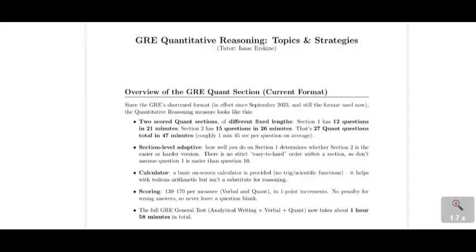Now, as at September 2023, there is a new format where you have two scored quant sections of different fixed length. The first section has 12 questions and you do that in 21 minutes, whilst the second section has 15 questions in 26 minutes, and that will give you 27 quant problems in a total of 47 minutes to solve them. Then the section-level adaptive, that is how well you do on section 1, determines whether section 2 is the easier or harder version. So there's no strict easy-to-hard order within a section. So don't assume that question 1 or a particular question is easier than the other one.